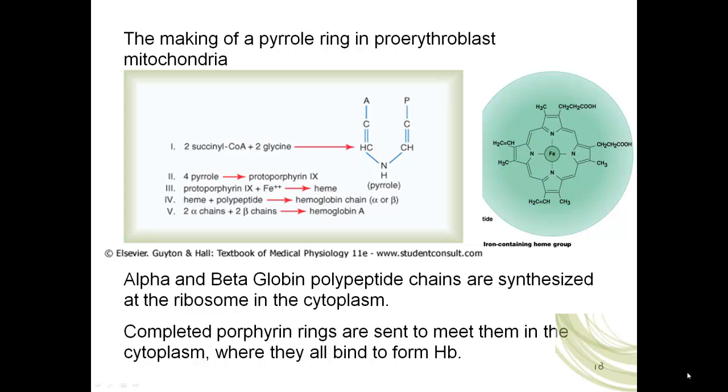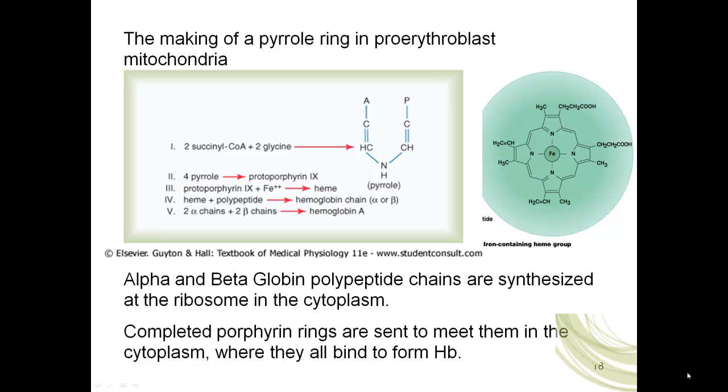Then when we take a heme group and insert it into either an alpha or beta polypeptide, then we have a hemoglobin chain. When we assemble 4 hemoglobin chains, 2 alpha and 2 beta, then we get adult hemoglobin, shown here as hemoglobin A. A is for adult.